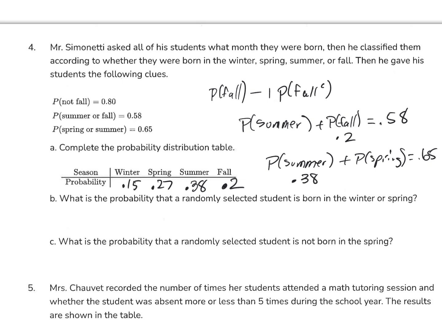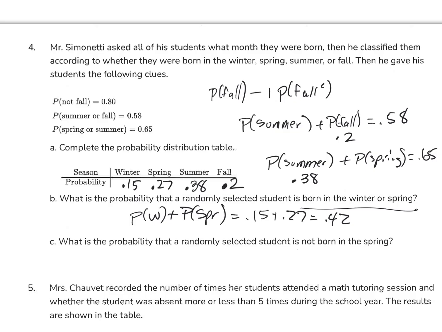What is the probability that a randomly selected student is born in the winter or the spring? Well, I just simply add winter and spring together. So probability of winter plus probability of spring has to equal 0.15 plus 0.27, which equals 0.42.